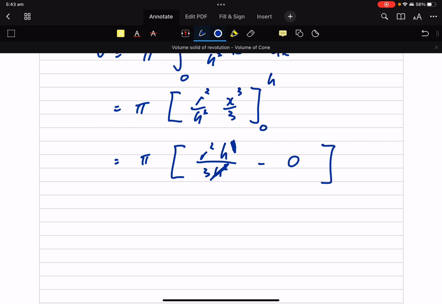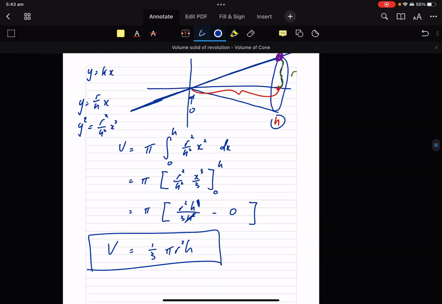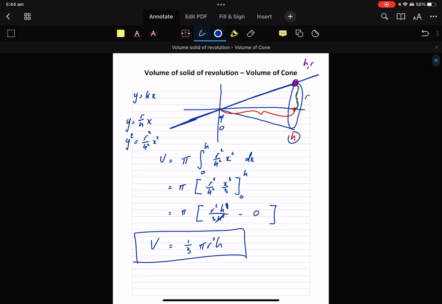And I've got the pi goes in there, I've still got a third, and then I've got a pi and r squared and h. And that is the volume of a cone, and that's where it comes from. You can see where the third comes from, and it just works. Love it. Nice and simple when you see it, isn't it?